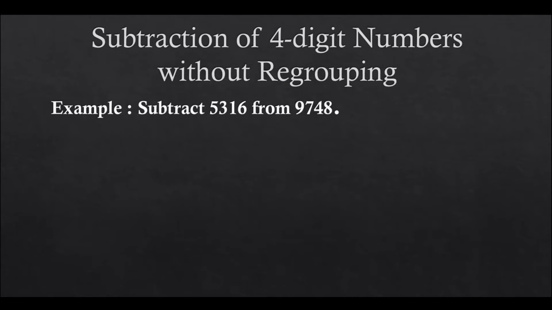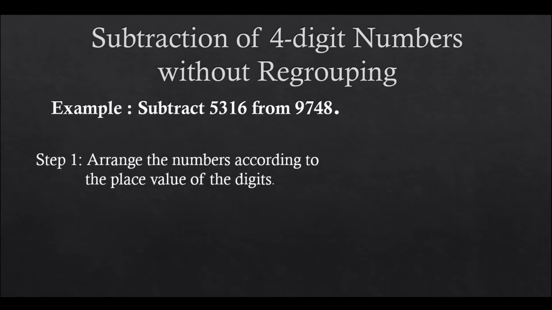Subtract 5316 from 9748. First, you have to write the given numbers in a place value chart according to the place value of the digits.